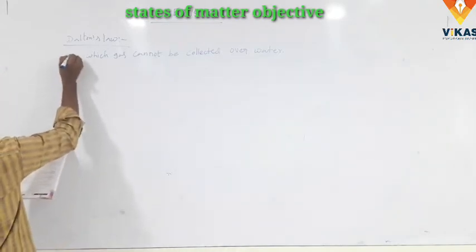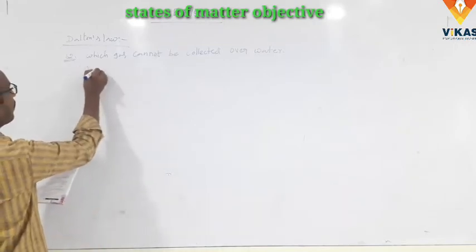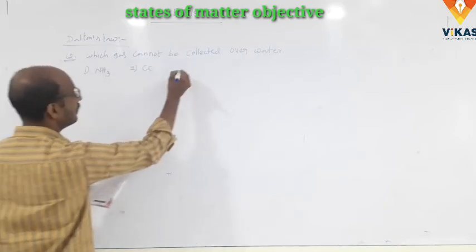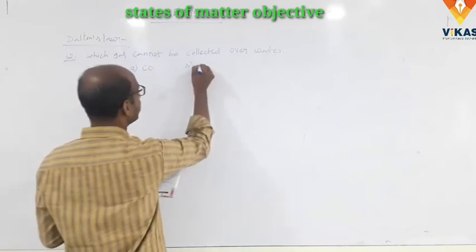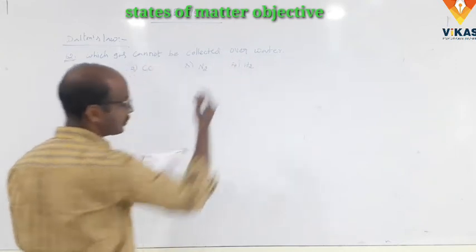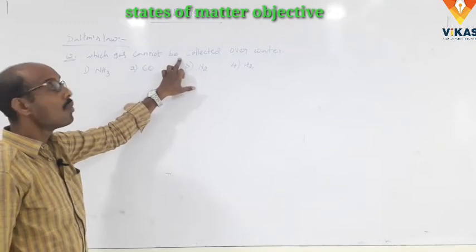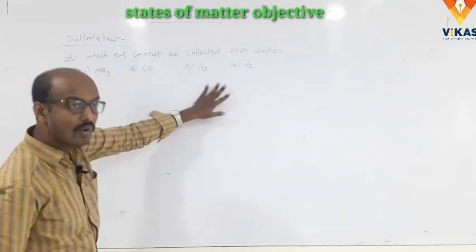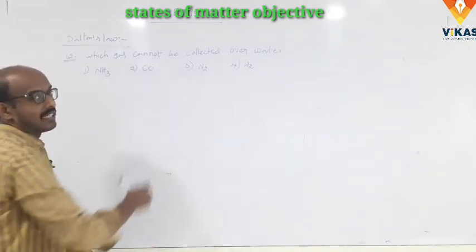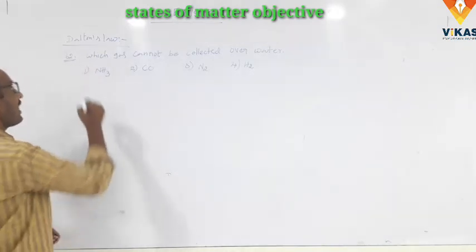Question number 62, page number 93 in volume 2, and options: one is NH3, second CO, third N2, and fourth H2. So look, what is he asking: which gas cannot be collected over water? Among these four gases, which gas cannot be collected in water? So the answer is NH3.